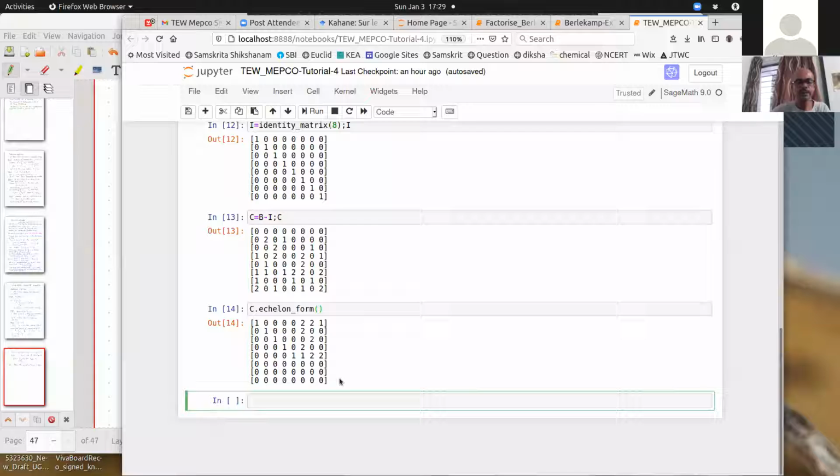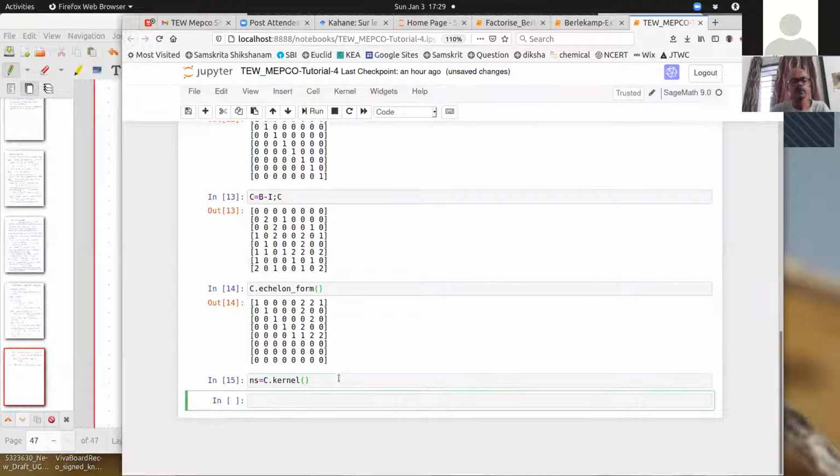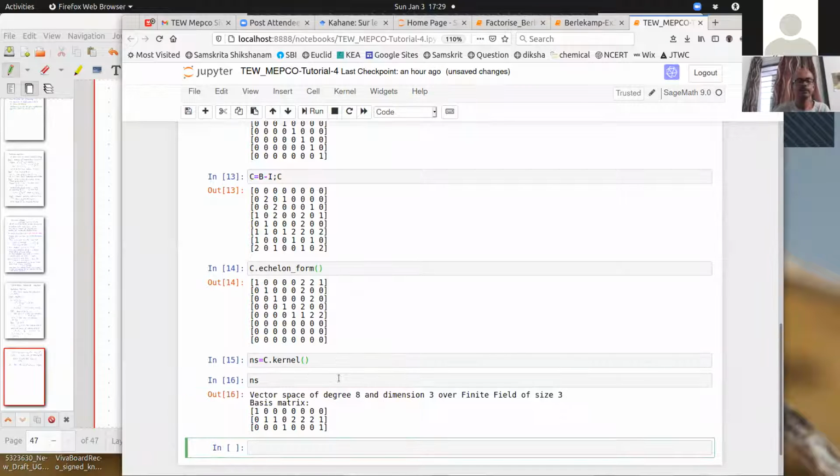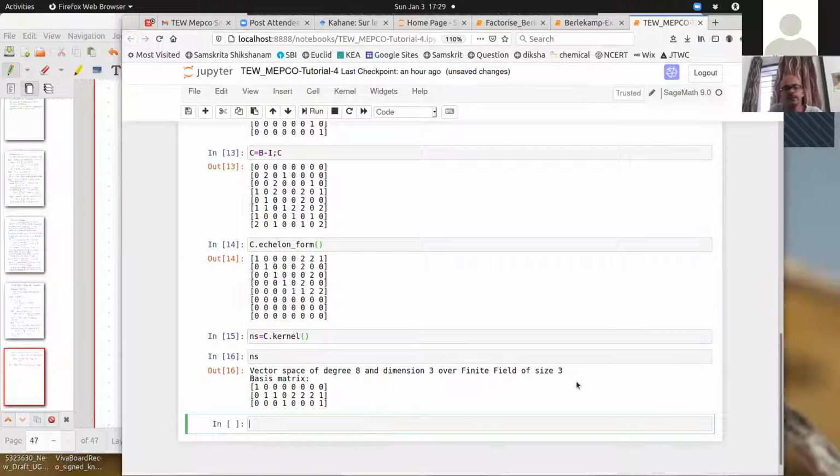So now let's define this null space, just calling it NS for null space. This is how it is defined. It's called kernel in this program. So kernel of this matrix C is B minus I. Now what is NS? It says that it's a vector space of degree 8, so it has eight variables. It's a subspace of 8-dimensional space, of dimension 3 over the finite field of size 3.